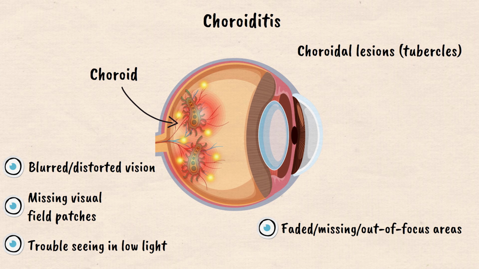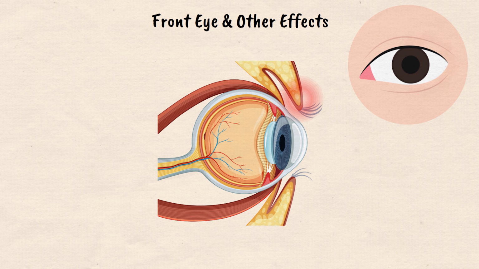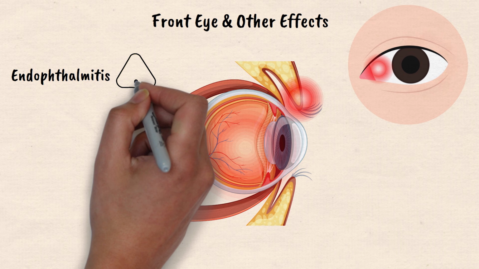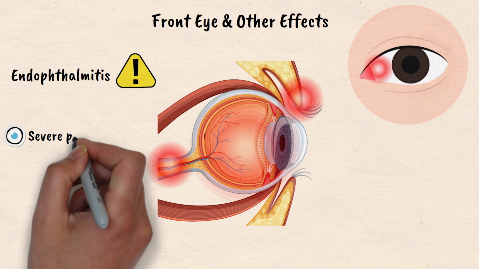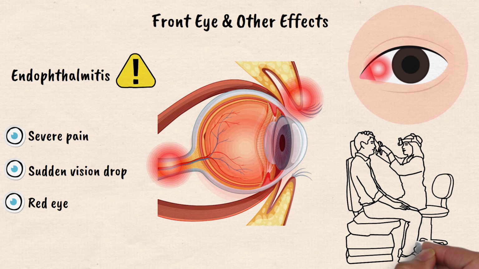TB can also affect the front of the eye and surrounding structures. It may cause inflammation of the eyelids, the white part of the eye, or the optic nerve, which is the cable that connects the eye to the brain. In rare cases, TB can cause a severe infection inside the entire eye, called endophthalmitis, which is a true emergency. Symptoms in these situations can include severe eye pain, sudden drop in vision, and a very red eye. This is why any sudden change in vision, especially in someone with known TB or risk factors for TB, should be taken seriously and checked by an eye specialist as soon as possible.